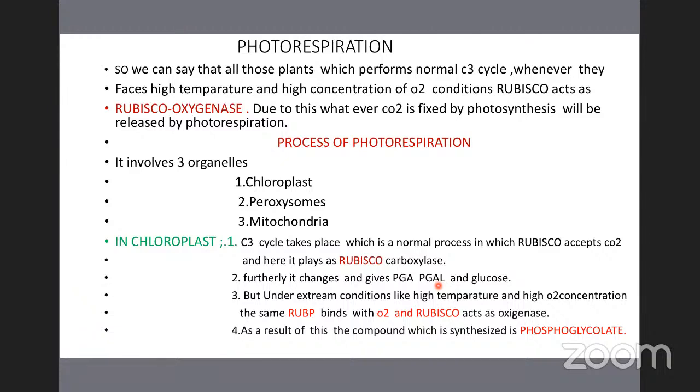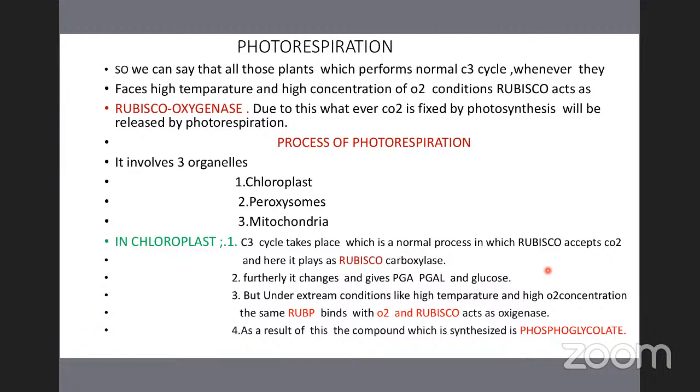So this PGA turns into PGAL, and 3/4 of the particles are diverted to the regeneration of RUBP, and 1/4 are utilized in the synthesis of glucose. So here, this is the normal process of the Calvin cycle or C3 cycle.